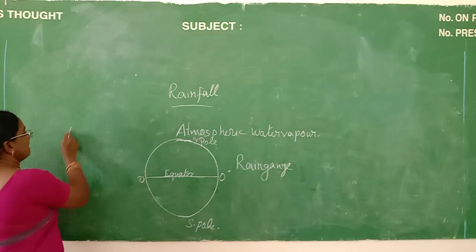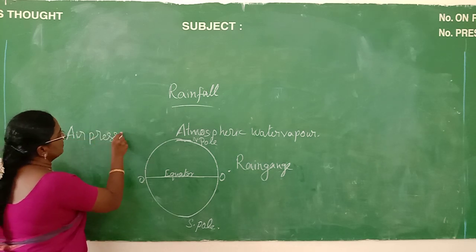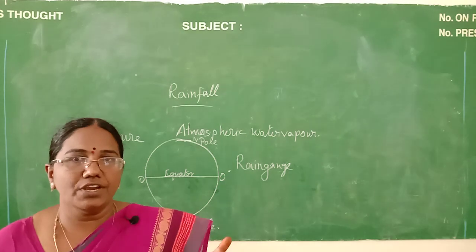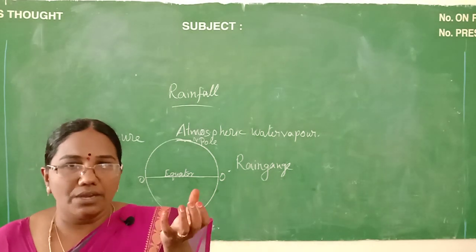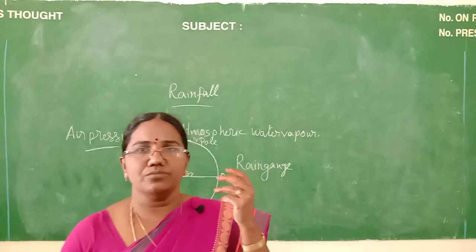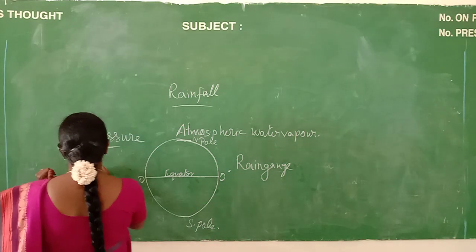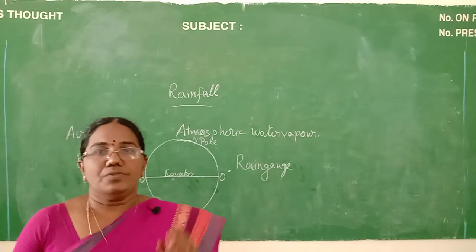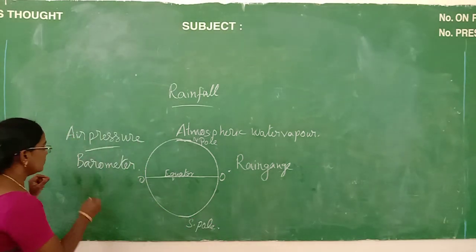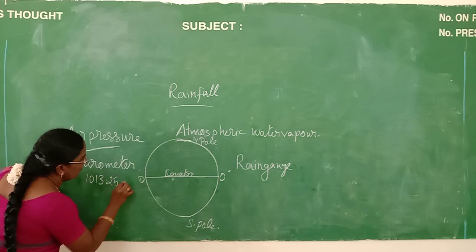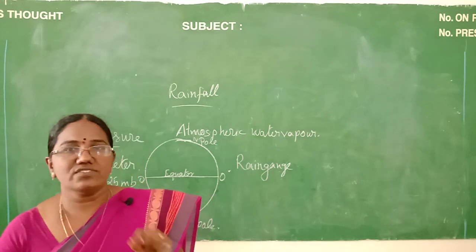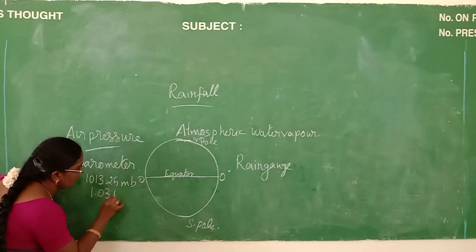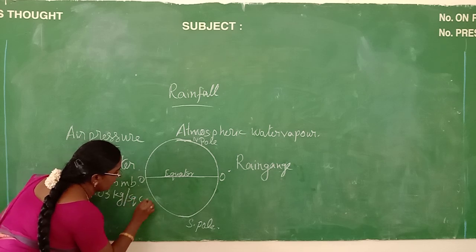Next is air pressure. The weight of air above a given area on the earth's surface is called atmospheric pressure. Air pressure is measured by a barometer. The standard pressure at sea level is 1013.25 millibars. On the earth's surface, the pressure is 1.03 kilograms per square centimeter.